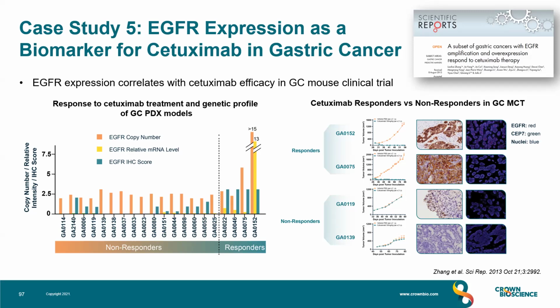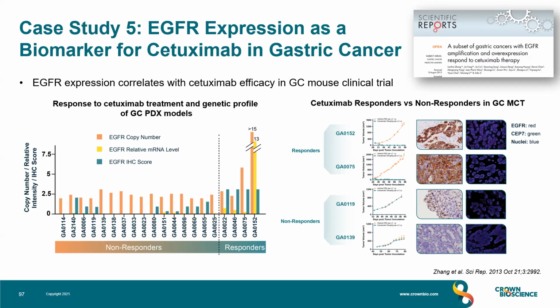So the objective here was to evaluate a predictive biomarker for cetuximab, and this was done in gastric cancer using a mouse clinical trial. This study was also published in Scientific Reports using 20 gastric cancer PDX models that were recruited in a 5x5 design to allow sufficient powering and also enable sampling for IHC.